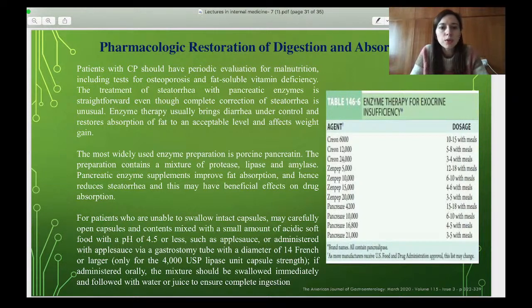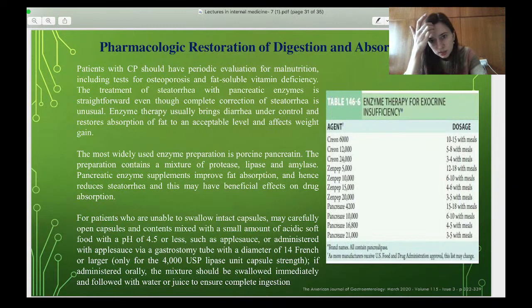Enzyme therapy usually brings diarrhea under control and restores absorption of fat to an acceptable level and affects weight gain. The most widely used enzyme preparation is porcine pancreatine. The preparation contains a mixture of protease, lipase, and amylase. Pancreatic enzyme supplements improve fat absorption and hence reduce steatorrhea, and this may have beneficial effects on drug absorption.